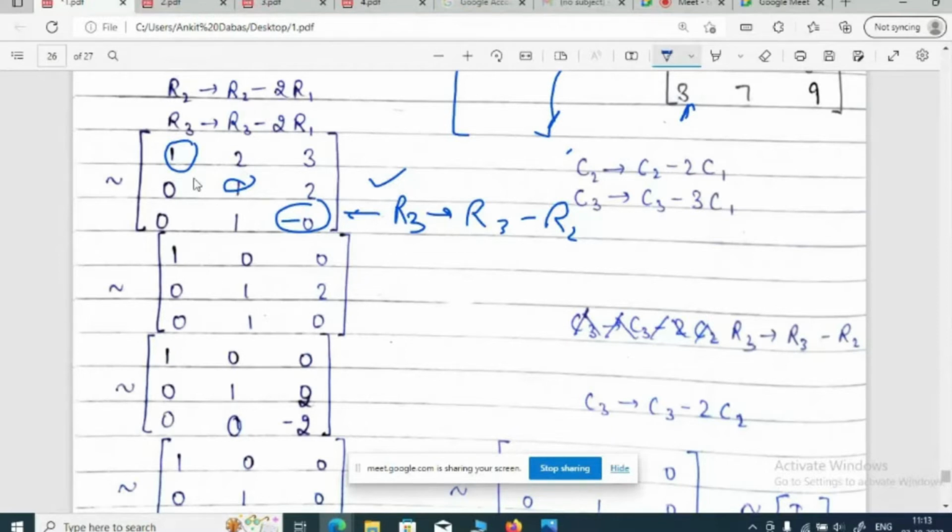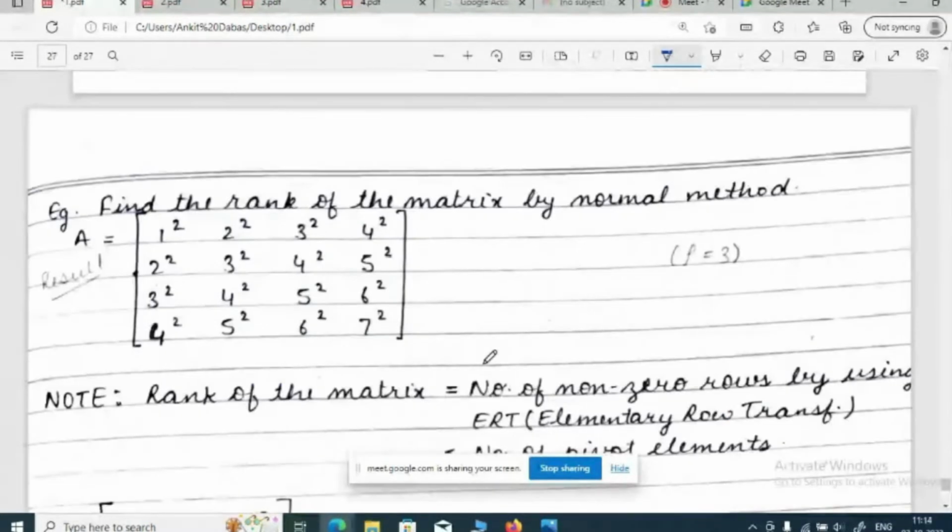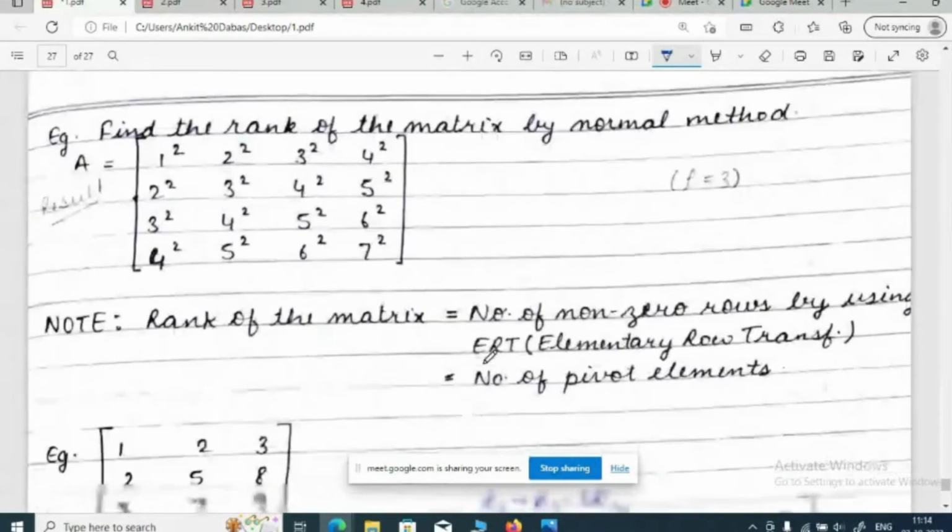This is a very standard example where you can remember the result: for this type of matrix, where we are taking squares, 1 square, 2 square, 3 square, 4 square, the rank of this matrix is equal to 3. It can be computed in a similar pattern.